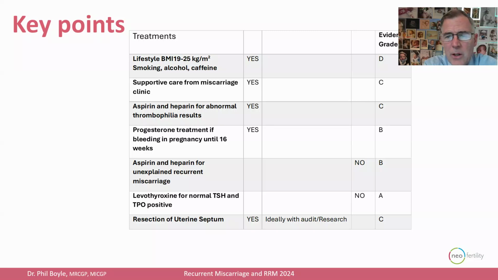So smoking, alcohol, caffeine: modest amounts of these things, and zero smoking, reduced alcohol intake, and caffeine, maybe one to two caffeinated drinks in the day. Supportive care, emotional and psychological support, is very helpful, very important. And aspirin and heparin treatment, if you have abnormal clotting studies, does help.